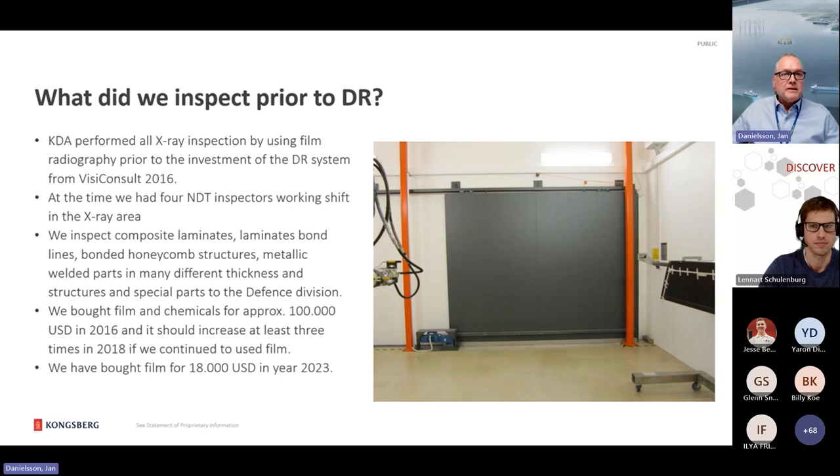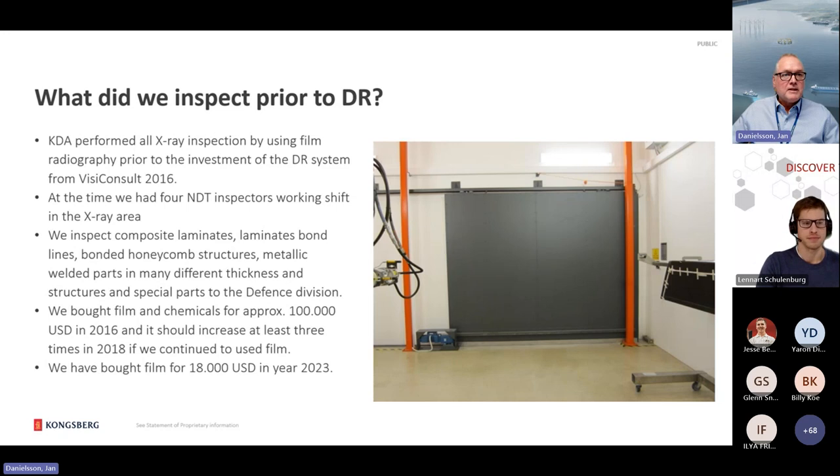What did we inspect prior to DR? KDA performed all X-ray inspection using film radiography prior to the investment of the DR system from Vista Consult in 2016. At the time, we had four inspectors working shifts in the X-ray area.